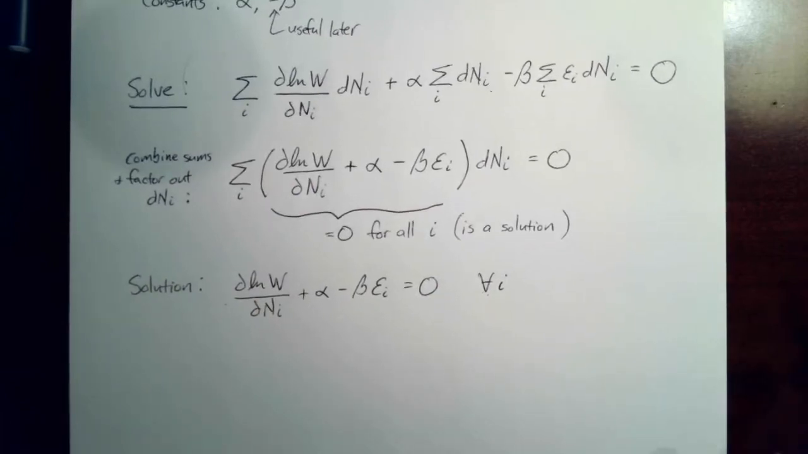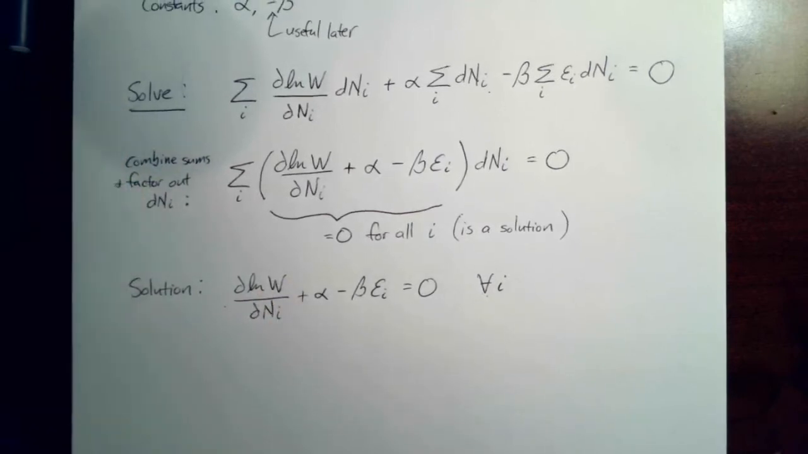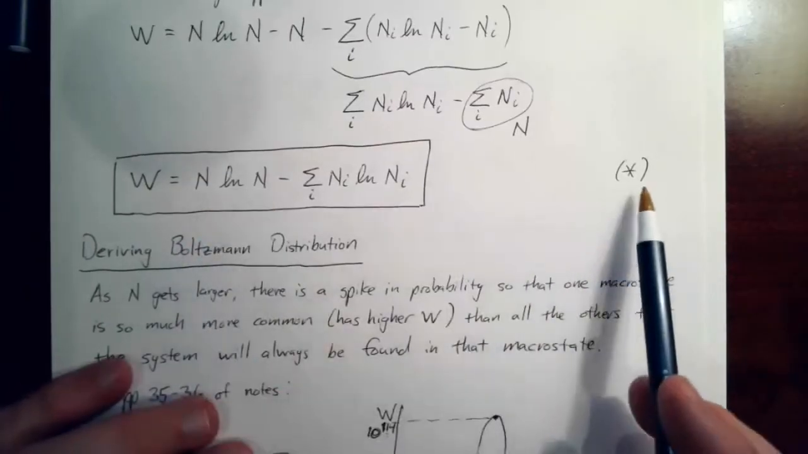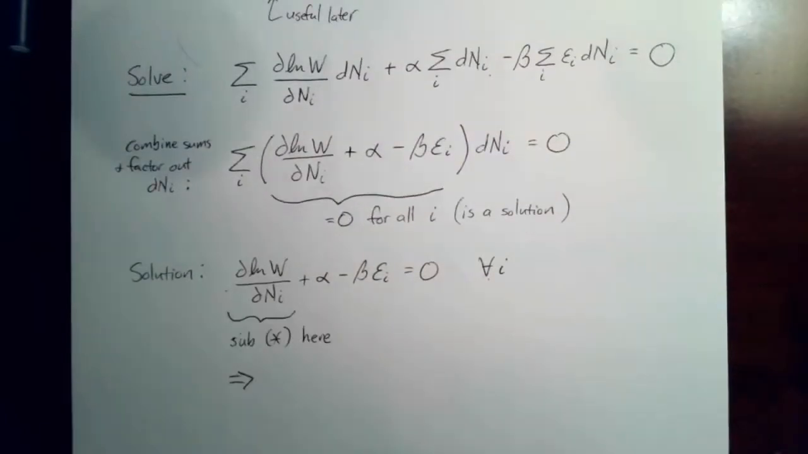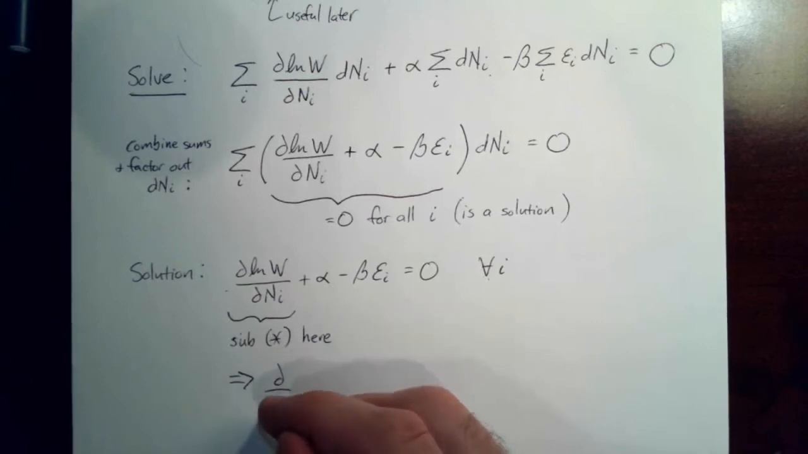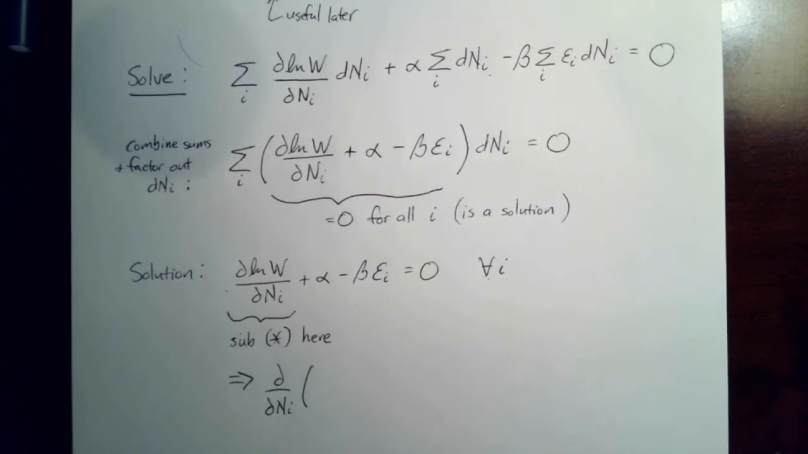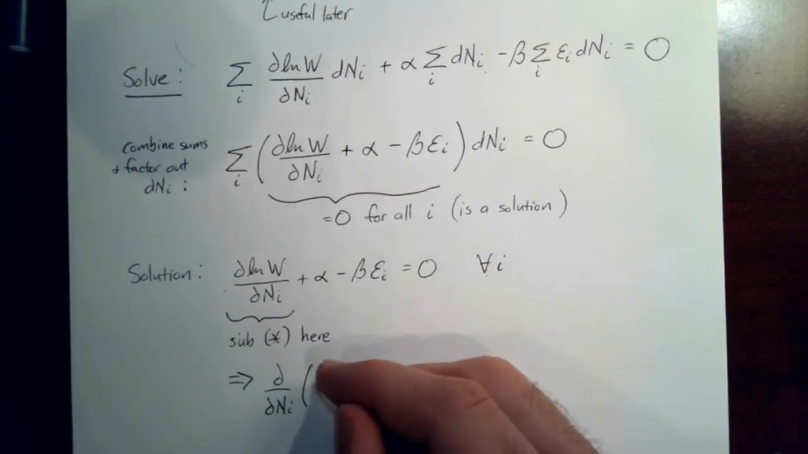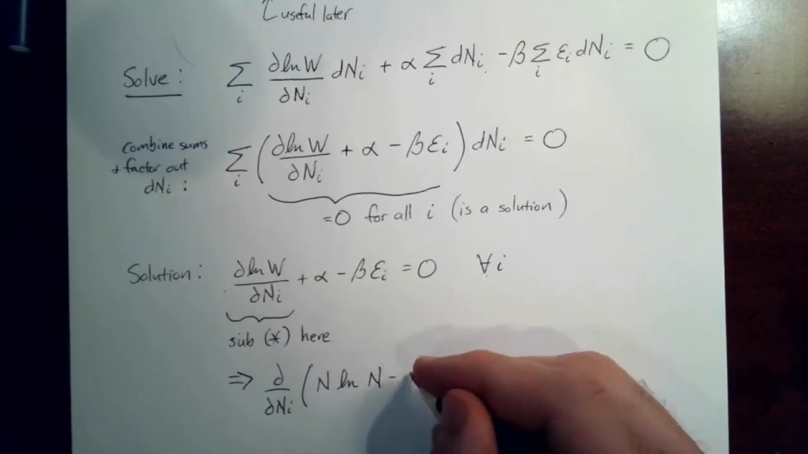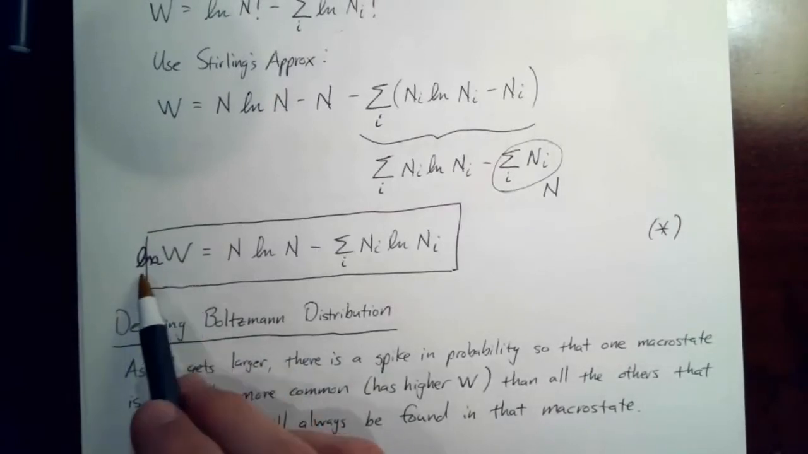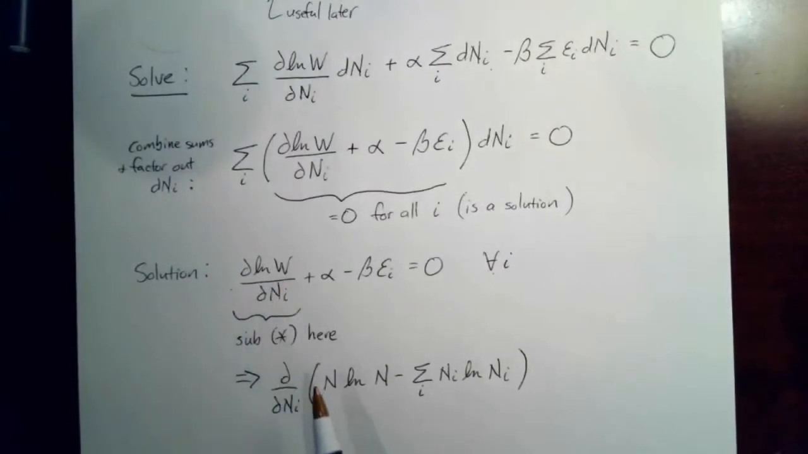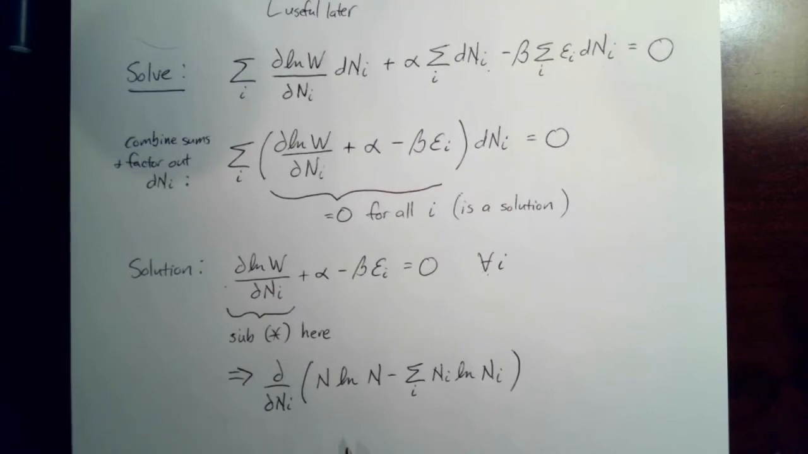Now, let's go back to the formula that we found for the natural log of the multiplicity earlier. So here it is, a few pages back. I'm going to call this equation star. And now I'm going to substitute star into this. Actually, I'm just going to substitute it into this first term because that's the only term that has the natural log of w. So this term is equal to the derivative with respect to ni of the natural log of w, which is n natural log n minus the sum of ni natural log ni. I just realized that back in this equation that I started, I forgot to put the natural log in front of w. So this is the equation for the natural log of w that I substituted into this derivative. Now we need to take the derivative of both of these terms.